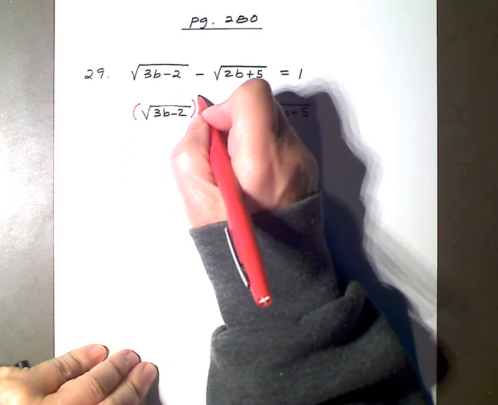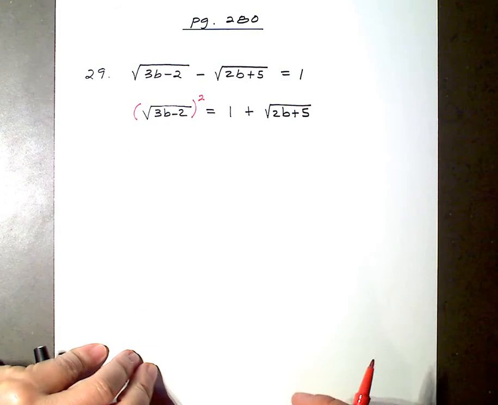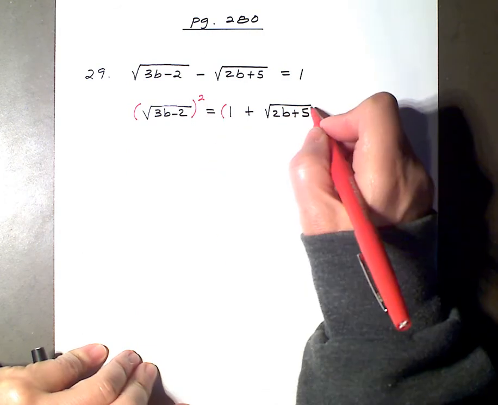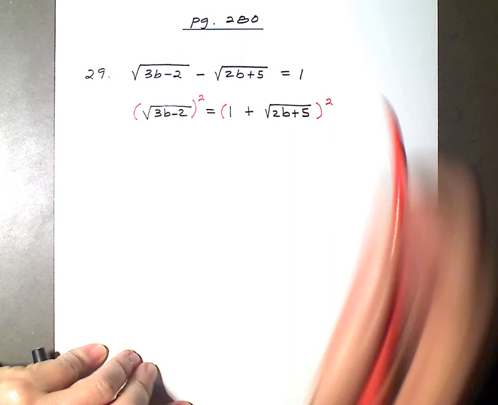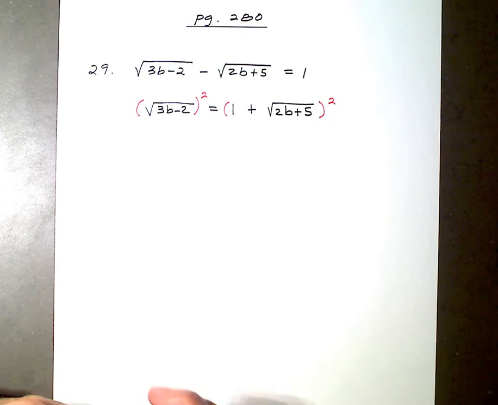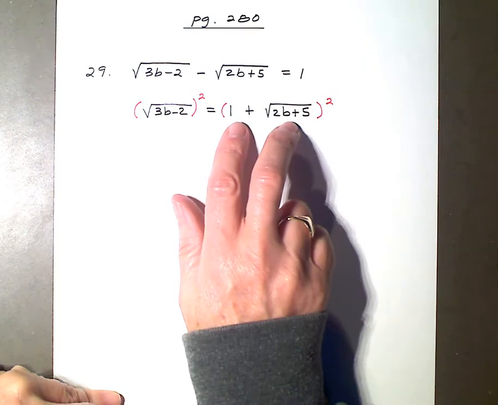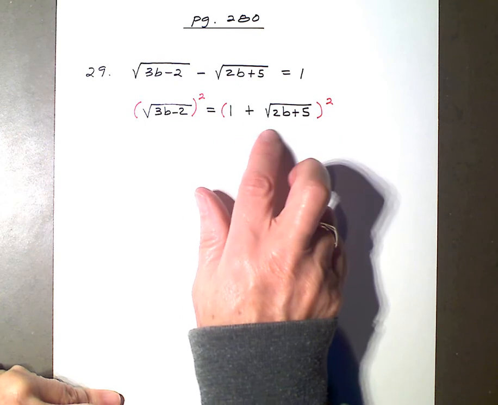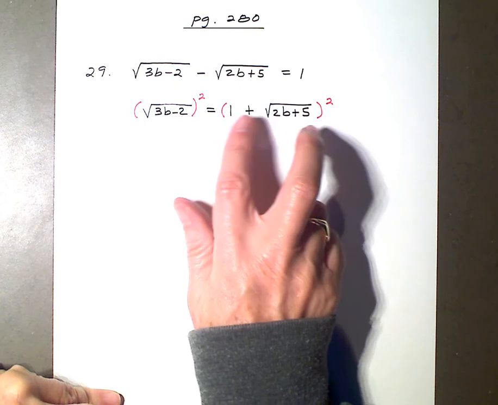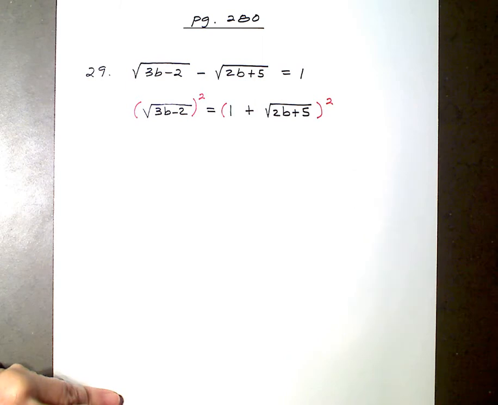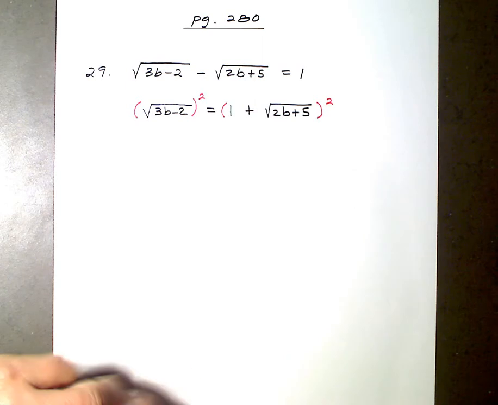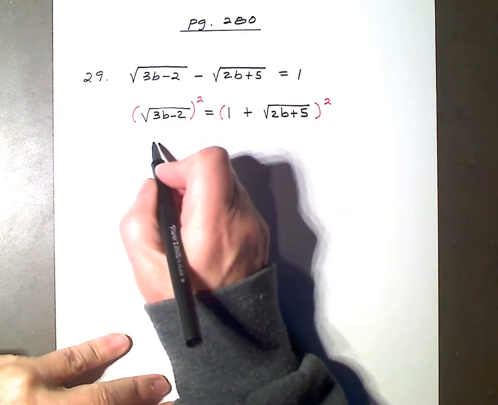So I'm doing the inverse of taking the square root. Whatever I do to the left, I do to the right, wrap and raise to the second power. Notice this is a binomial. This literally means 1 plus the square root of 2b plus 5 times 1 plus the square root of 2b plus 5. It's multiplied by itself. So on the left, of course, the 3b minus 2 will come out.